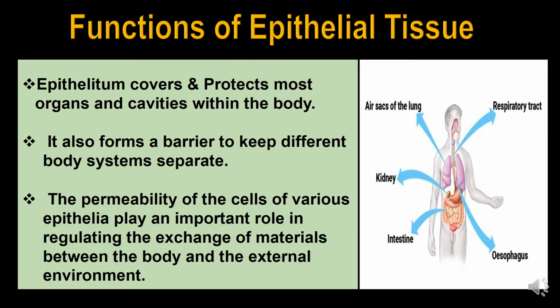Epithelial tissue covers most of the organs and cavities and the entire surface of our body, hence it helps in protection and provides a kind of individuality to each and every organ by the covering material. It also forms a barrier to keep different body systems separate. Each organ is separate, hence it maintains the individuality of each organ by keeping it separate. And as the cells of epithelial tissue are permeable, it plays an important role in regulating the exchange of materials between the body and the external environment.